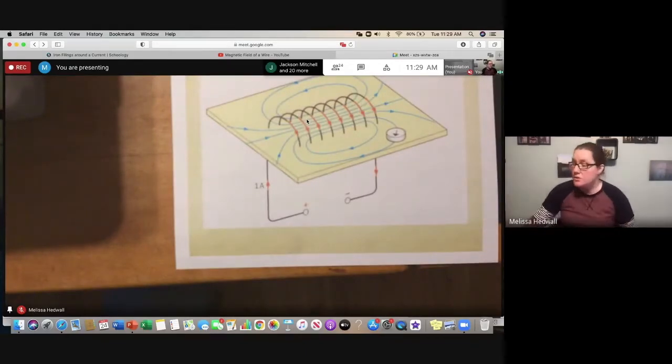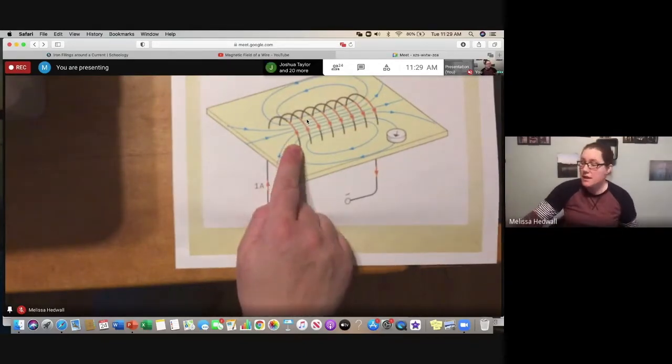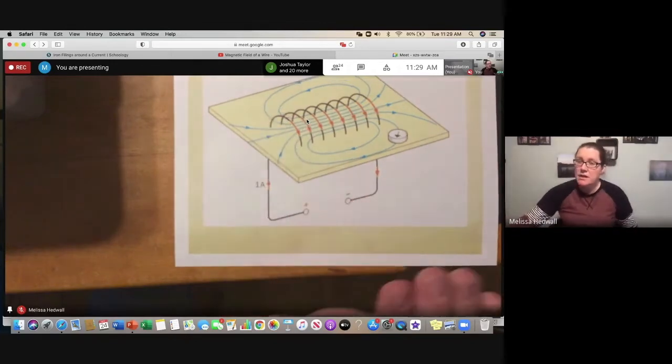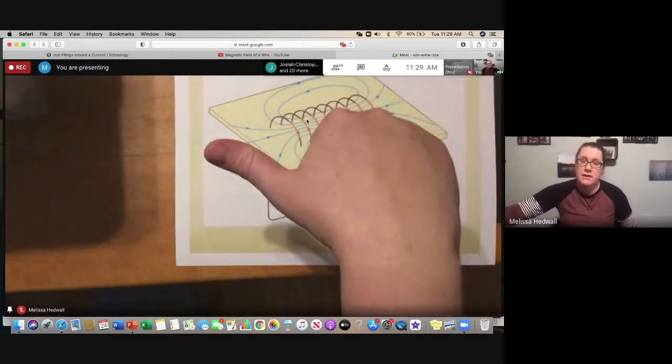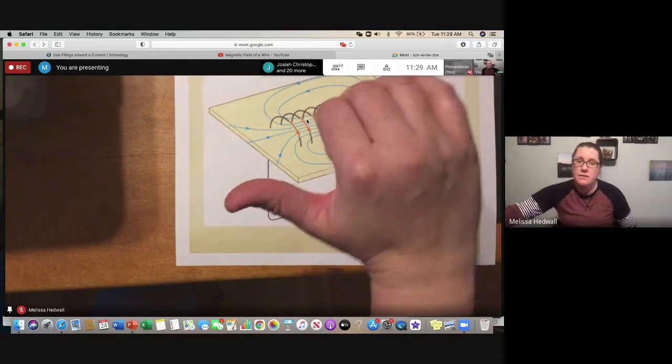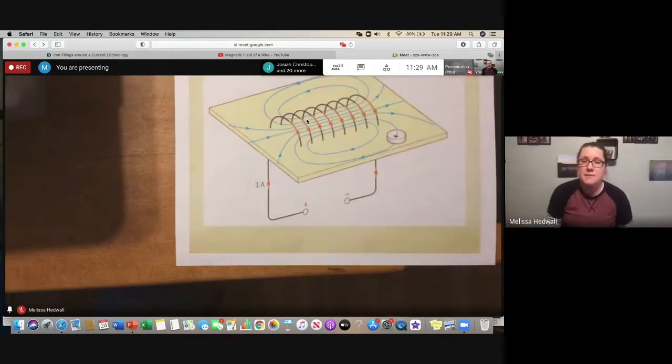If we were to switch the direction of the current and have it be going backwards, and we would switch the way that goes with the way that we're curving around, our thumb would be pointing in the opposite direction, and it would create the opposite magnetic field of what's being created here.